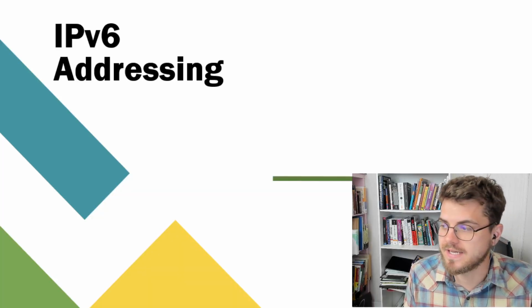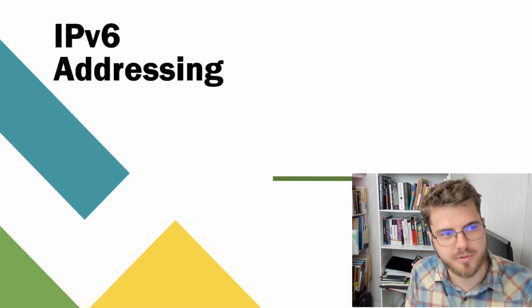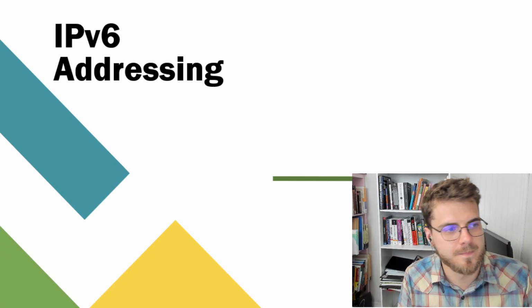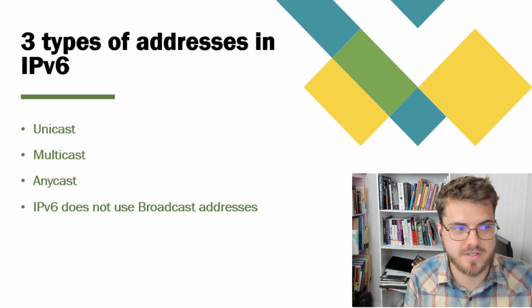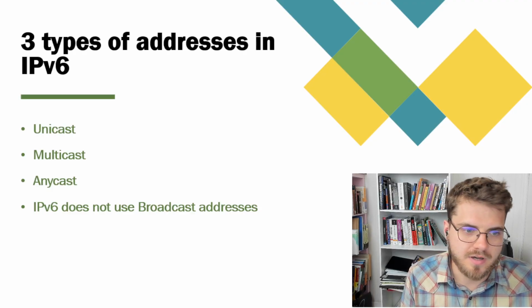Going to explain it to everyone, to help me understand it better, just understanding it at a deeper level and being able to explain it rather than just understanding it. So, three types of addresses in IPv6: unicast, multicast, anycast.